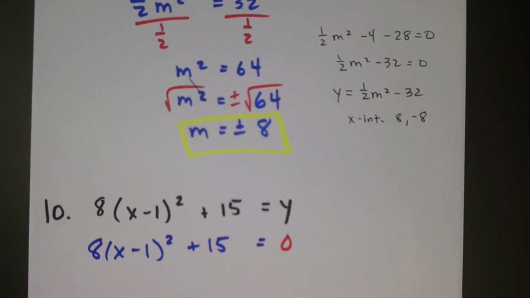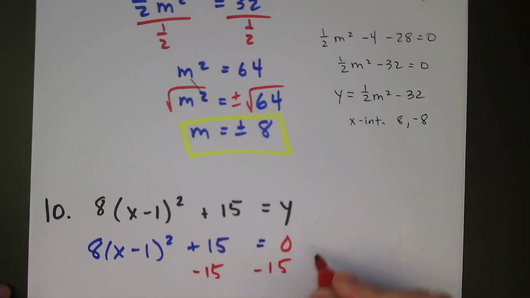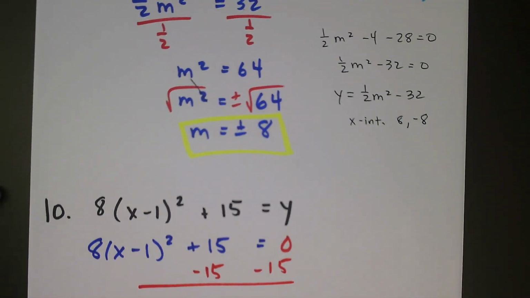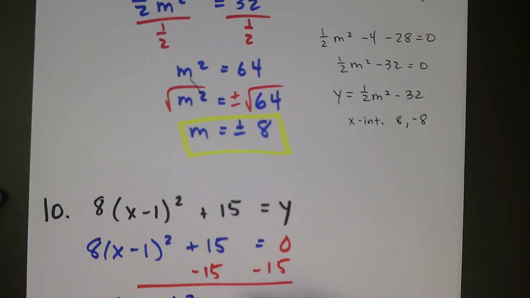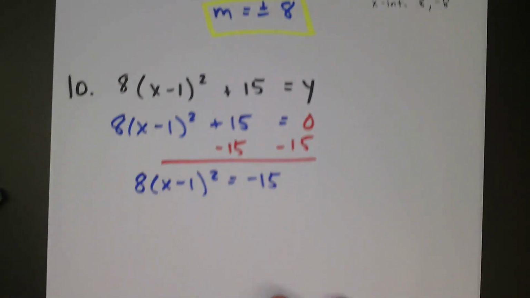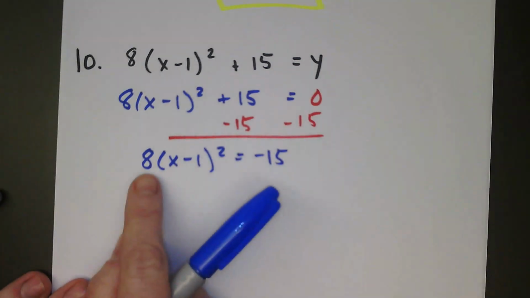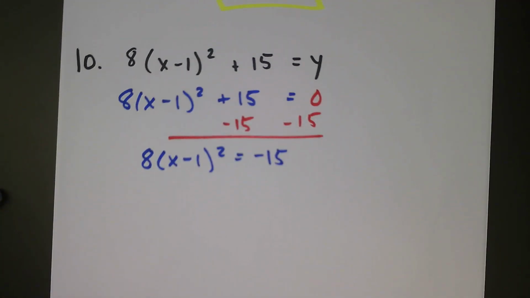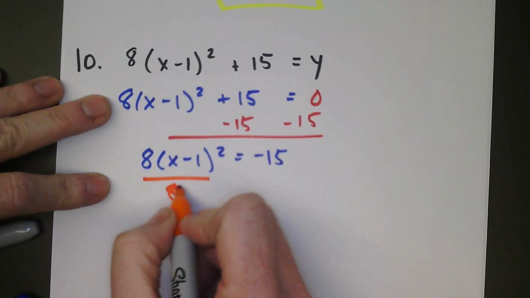First thing I'm going to do is subtract 15 from both sides. And now I have 8 times x minus 1 squared equals -15. Oh, I got to move it up so we can see what's going on. So, right, I subtract 15 from both sides. Now what I'm going to do is divide both sides by 8. And here's where it gets kind of ugly.